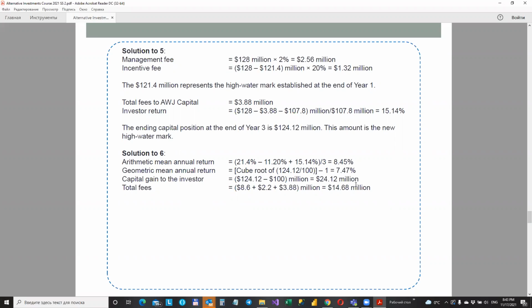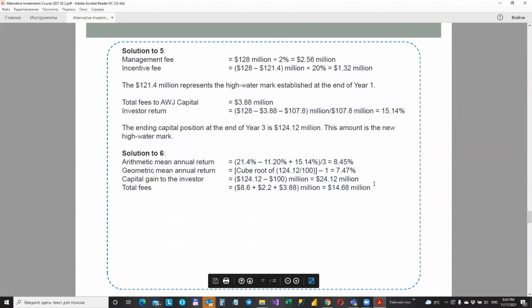Then the capital gain for the investor is 24 million, and the total fees paid to the manager are 14 million. So you see that we earn only 24 on this investment, while our manager earns 14. So like 60% of our return. So we shared nearly 3 to 2 our total return on this investment.